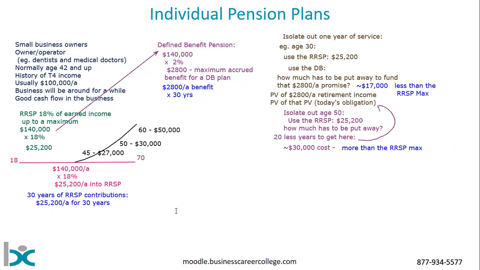This is what we're really opening the door for our small business owner to do, where we say, look, would you like to be putting away $25,200 a year until you're 70, or would you like to be putting away $27,000 and then $30,000 and then working your way up to $50,000? And our small business owner, if they can afford it, this is going to give them a larger pool of registered savings.